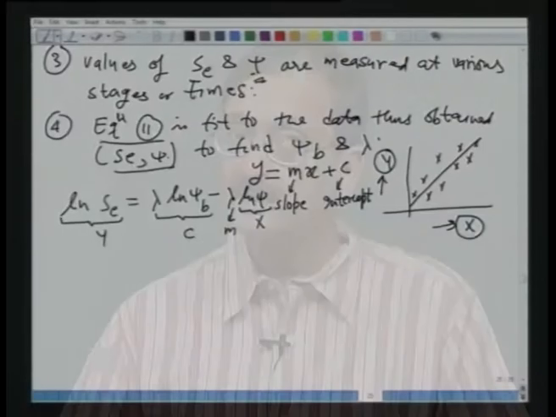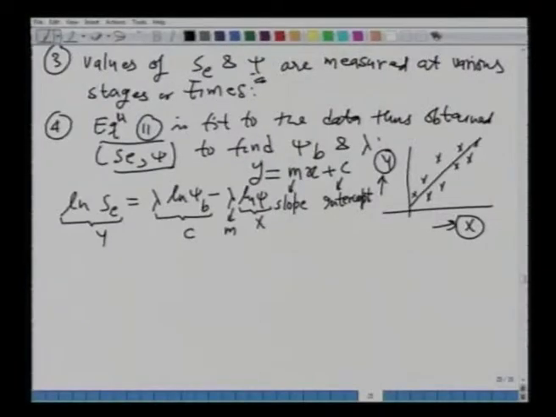So, what we can do is we can either plot it or find the values of slope and intercept using the formulas which we have, and I do not want to go into the details of those. Okay. So, that way we will be able to determine the parameters. One of them is the lambda and the other will be the psi b. We should be able to find it out once we know the values of m and c.